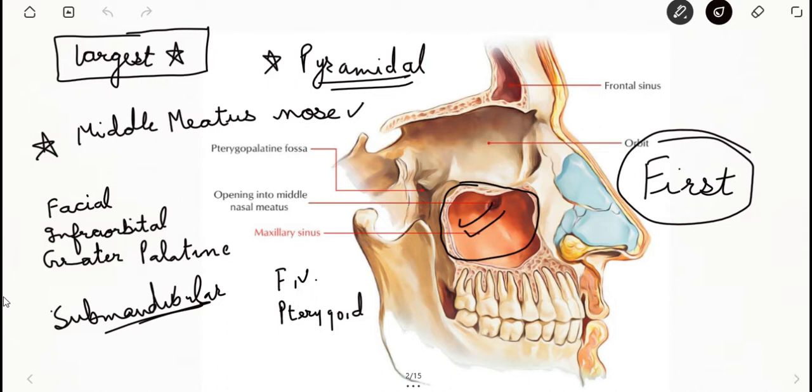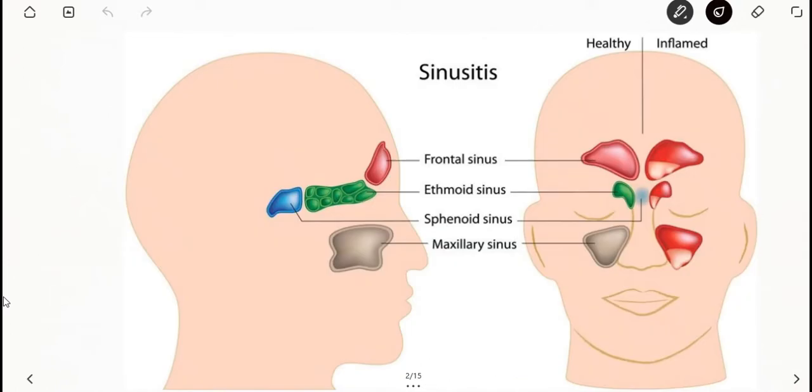Coming to the sphenoid sinuses. The right and left sphenoid sinuses lie within the body of the sphenoid bone. They are usually separated by a septum. The two sinuses are unequal in size.